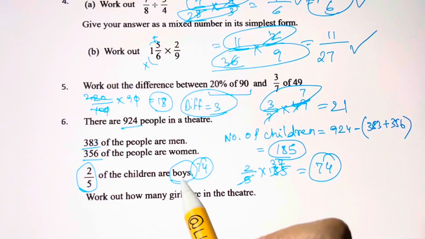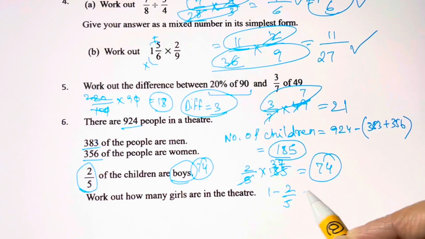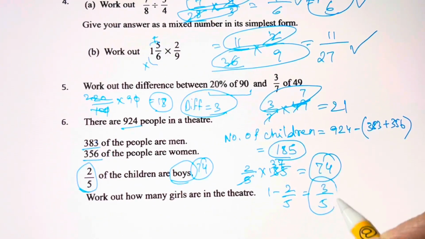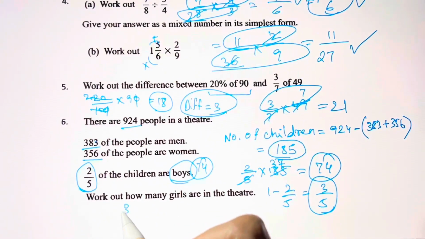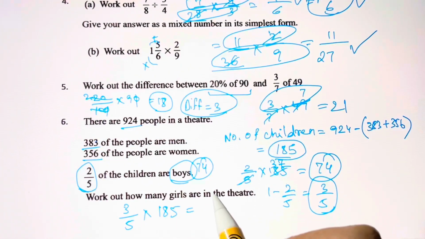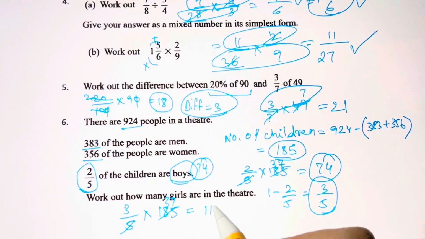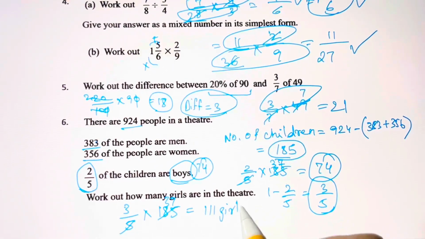So as 2/5 are boys, we can do 1 minus 2/5, that will be equal to 3/5. So 3/5 of them are girls. So let's find out 3/5 of 185. That's just equal to, again the same thing, 5 times 37. 37 times 3 is 111 girls.